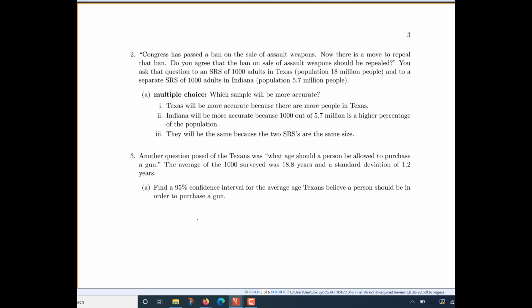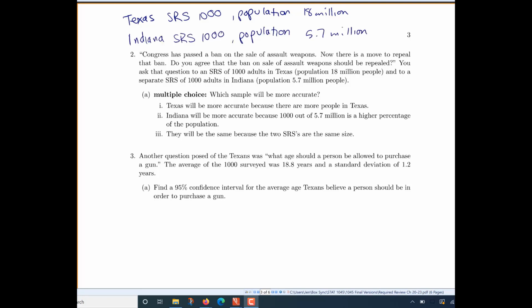Number 2, Congress has passed the ban on the sale of assault weapons. Now there's a move to repeal it. Do you agree that that ban should be repealed? You ask that question to a simple random sample of 1,000 adults in Texas, which has a population of 18 million. So I'm going to write this up above. Texas has a simple random sample of 1,000 and a population of 18 million. And to a separate simple random sample of 1,000 adults in Indiana, which has a population of 5.7 million.